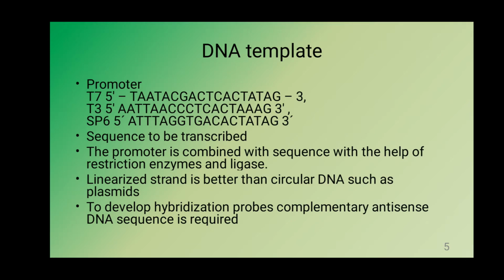If we get this sequence in a circular plasmid, it is better to linearize it with a single restriction enzyme before performing in vitro transcription. Under linear conditions, the transcription efficiency will be higher than with a circular plasmid. And if our aim is to develop hybridization probes for northern blotting, a complementary antisense DNA sequence is required.